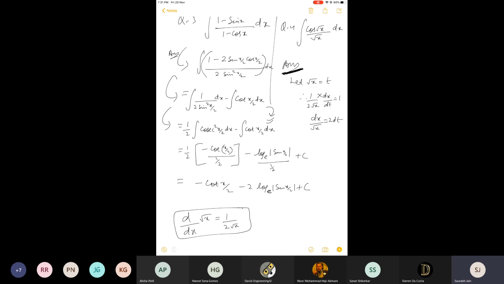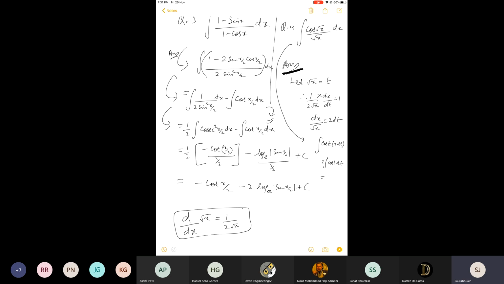So dx by root x is 2 dt. Differentiated with respect to t. Now I'll be using these values here. In place of root x I will put t. In place of dx by root x I will write 2 dt. 2 will come outside. I need to integrate only cos t.